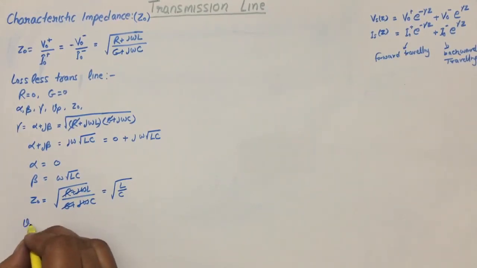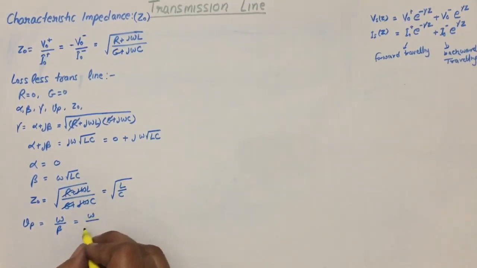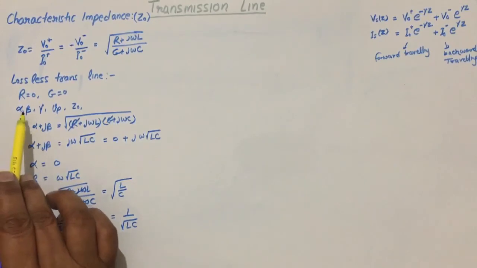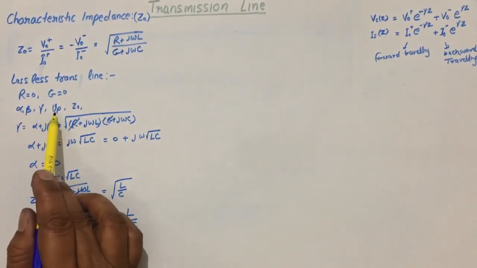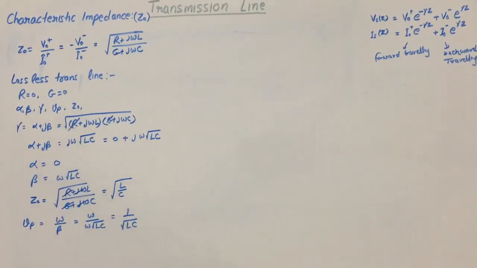Now the phase velocity, that was omega by beta. We have discussed this formula already. So omega divided by omega under root LC, since the phase constant we have derived from here. So it can be written as 1 by under root LC. So in this way, we have alpha, beta, gamma, phase velocity and characteristic impedance for the transmission line.